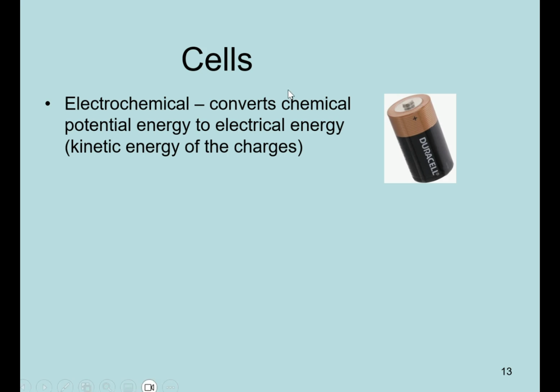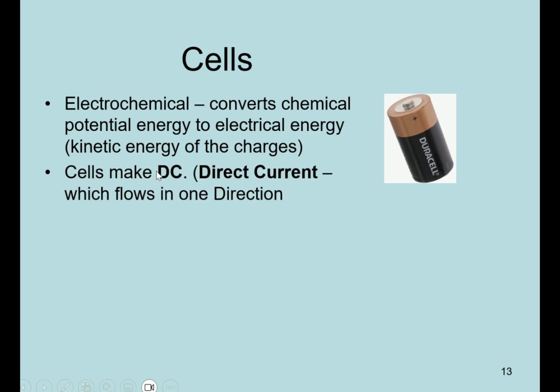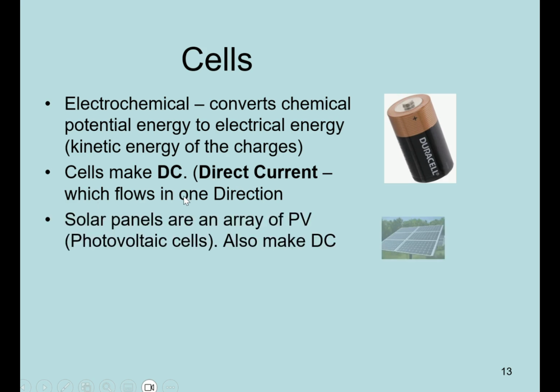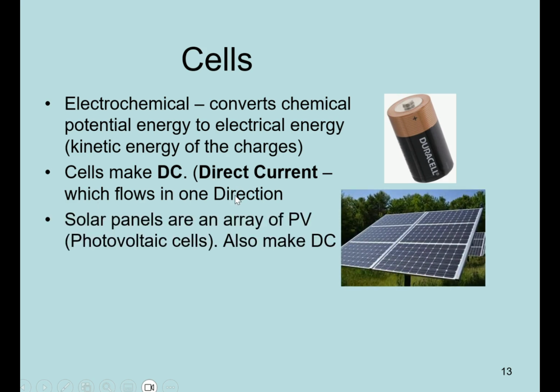Sources of energy, well, cells, electrochemical cells, that convert chemical potential energy into electrical energy, which can be thought of as the kinetic energy of the charges that are moving. It makes DC, which is direct current. It only flows in one direction. Solar panels are an array of PV cells, photovoltaic cells, photons that are making voltage.